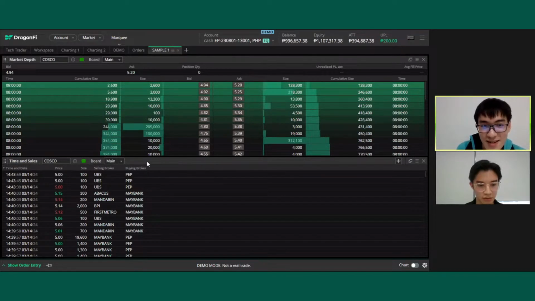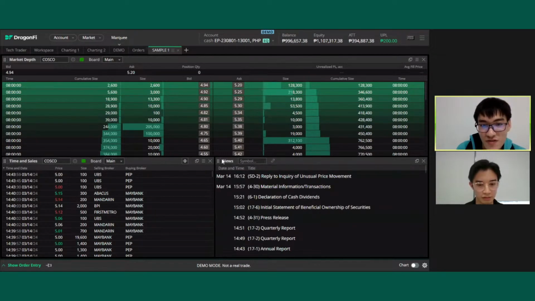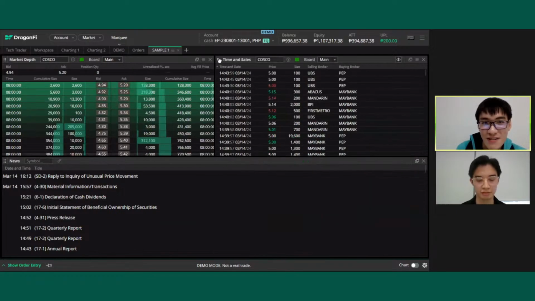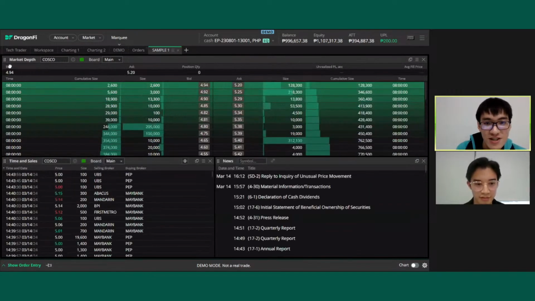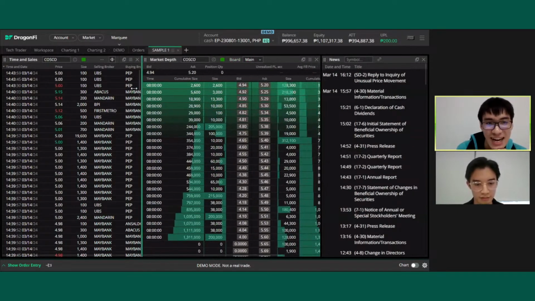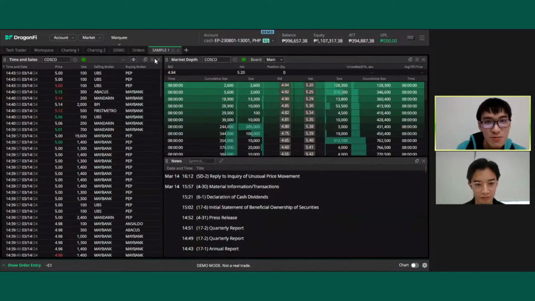So if you want to add more elements, let's say the news, then there you can move it. Then if you don't want the news here, you can put it where you want. If you want the time and sales on top, sure. If you want it below, if you want this here, it's up to you. You can customize how you want it to look. It's not static, so if you want the news here, no problem. Personal preference, right?